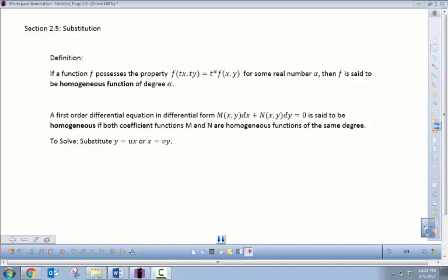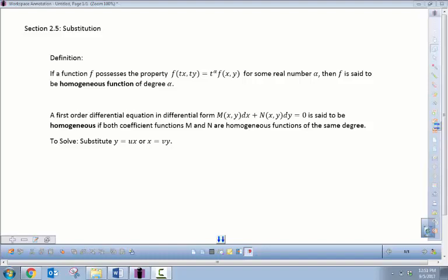Now, I'm sorry to say that the word homogeneous has been used in a bunch of other topics, like linear algebra, for example, and also in differential equations, to mean something a little bit different. Homogeneous, the way I remember it in my head, is that it's something set equal to 0. Unfortunately, this is not what homogeneous means.